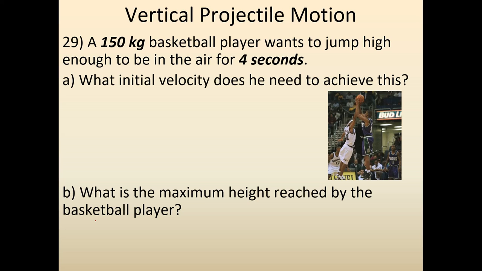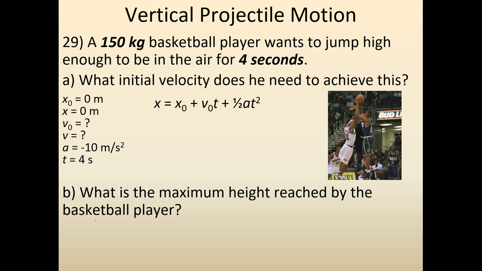All right, so part A wants to know the initial velocity needed to achieve this. Again, there's a bunch of different ways that you could have gone about this, so I'm only going to show one way. Again, I'm going to say that where he starts, that's 0. Also, the fact that he's landing at that same height is also 0. I don't know what the initial velocity is or the final. The acceleration is negative 10, and the total time is 4. So from this, I can actually use the annoying x equation, plug my numbers in, and I get 20 meters per second.